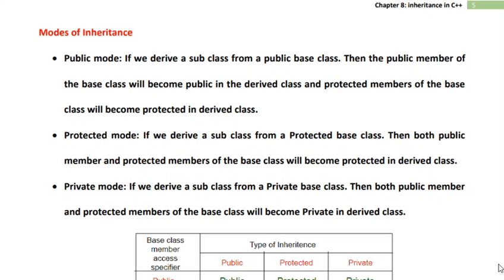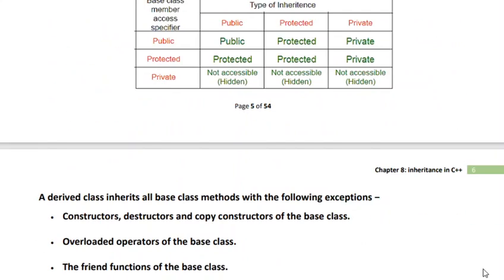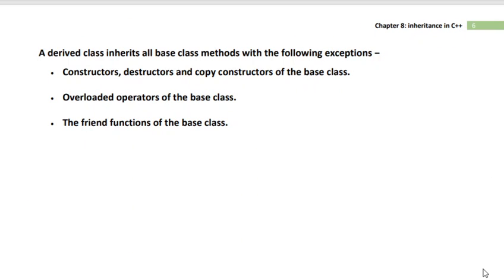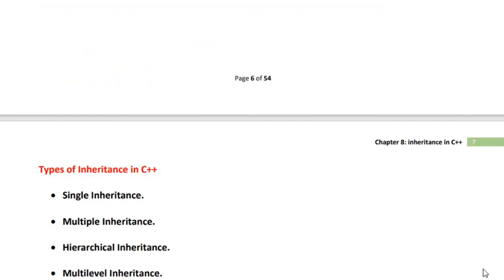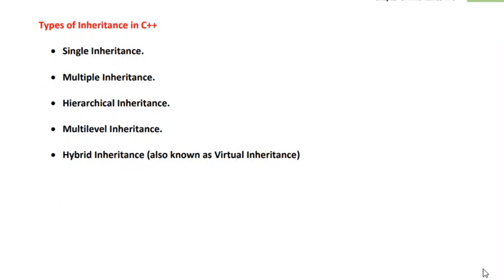And then we talked about different modes of inheritance. We discussed public mode, private mode, and protected mode of inheritance, and we've seen the effect of the different modes of inheritance. And then we learned about some of the exceptions in case of inheritance. We have learned about different types of inheritance: single inheritance, multiple inheritance, hierarchical inheritance, multilevel inheritance, and hybrid inheritance. So in the upcoming classes, we'll be talking about each of these types of inheritance.